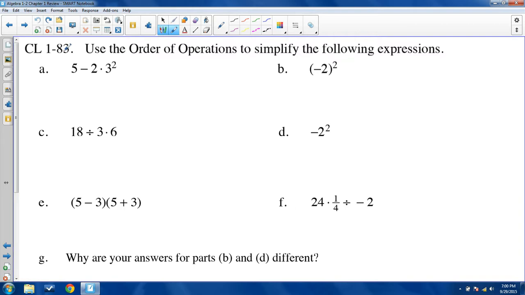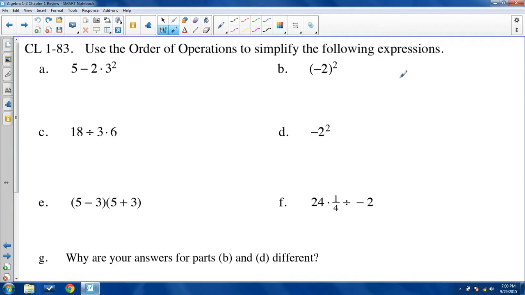I'm going to start with problem number 83. We're going to use the order of operations to simplify all the following expressions, and then we're going to answer letter G here. All right, so A through D, we have some expressions here, and we have to basically evaluate them, shrink them down to one number.